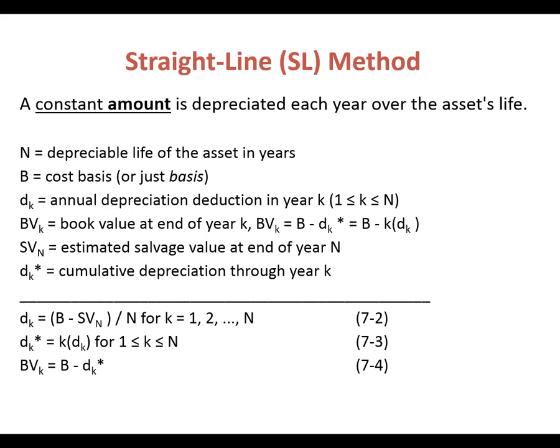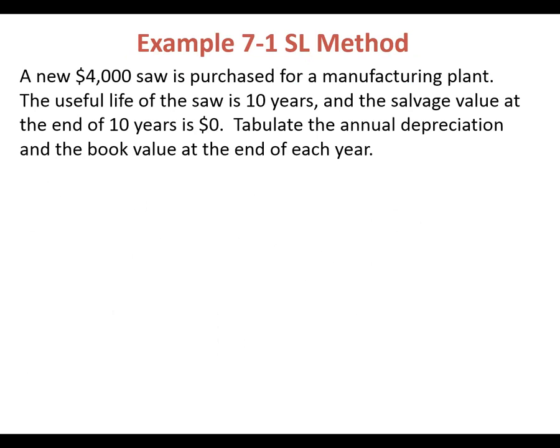So to make sense of this, let's just take a look at this little example. Let's say we spent $4,000 on a saw, and it has a useful life of 10 years. So the salvage value at the end of 10 years is 0. Obviously in this case, if $4,000 got paid originally, and it's going to depreciate over 10 years, then each year there's going to be a depreciation of 4,000 divided by 10. And so each year we're going to have $400 of depreciation.